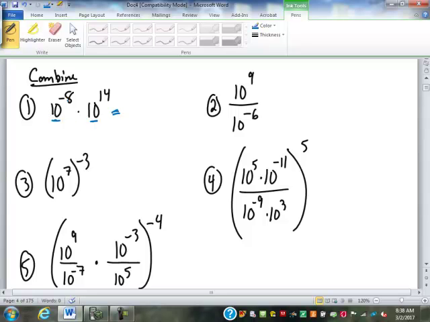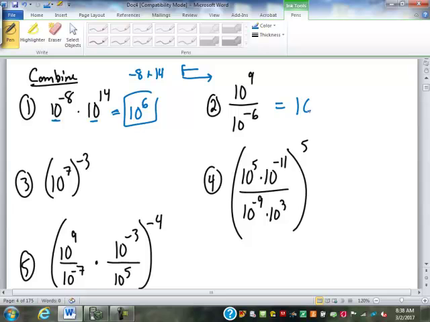So when we're multiplying exponents with the same base, what do we do with the powers? The negative 8 and the 14 will be added. Very good. So this is negative 8 plus 14. So we got negative 8 plus 14, which is 6. So 10 to the 6th.